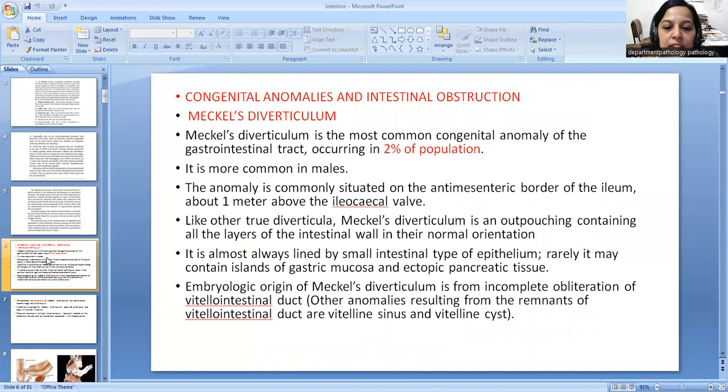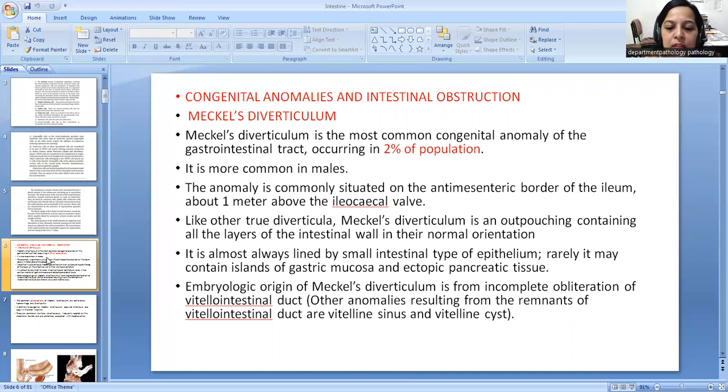Then we come to the congenital anomalies, and here we study about Meckel's diverticulum. It is the most common congenital anomaly of the GI tract, occurring in almost 2% of population. It is more common in males, and it is commonly situated at the antimesenteric border of the ileum, about 1 meter above the ileocecal valve. Like other true diverticulum, Meckel's diverticulum is an outpouching containing all the layers of the intestinal wall in their normal orientation. It is almost always lined by small intestinal type of epithelium. Rarely, it may contain islands of gastric mucosa and ectopic pancreatic tissue.